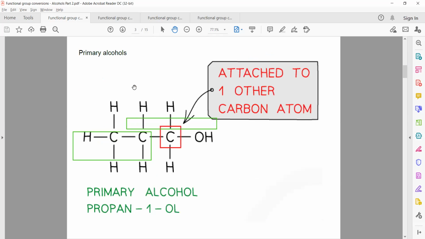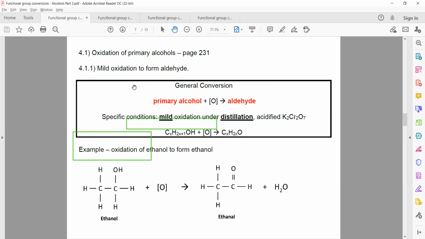If you go forward and have a look here, we go. Have a look at this one. For the mild oxidation, we're going to use what's called distillation. Distillation literally means that once the product is formed, it gets distilled off. If you look at a distillation apparatus, the product that it forms is going to be evaporated, and once it's evaporated, it comes out of the container.